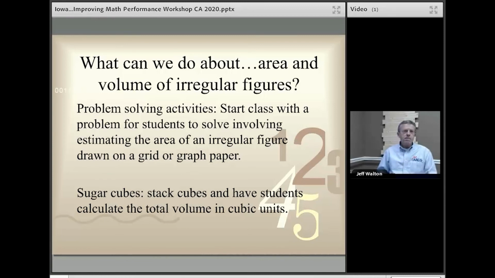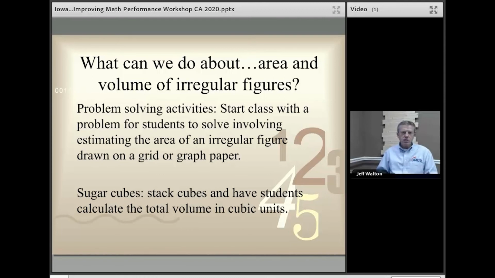And so you could start with a problem for students to solve that involves estimating the area of an irregular figure drawn on a grid or graph paper. I'll show you some illustrations of that. They will look something like what students see on standardized tests and struggle with on standardized tests. But some simple problem solving involving those would help students to grasp the mental processes that they need for solving those problems. You could also help them to understand the volume of irregular figures using sugar cubes or unifix cubes.